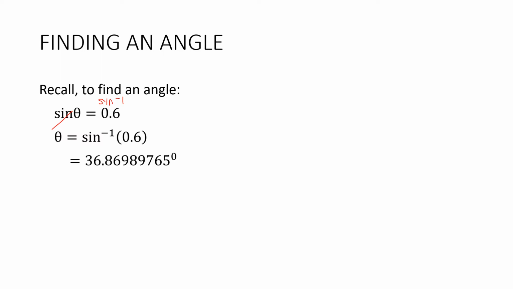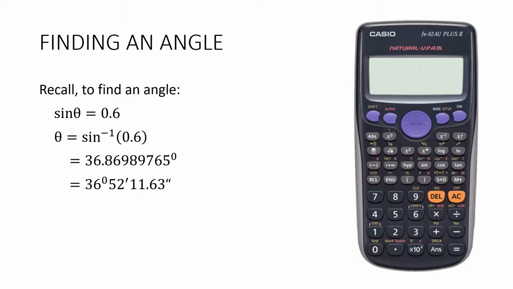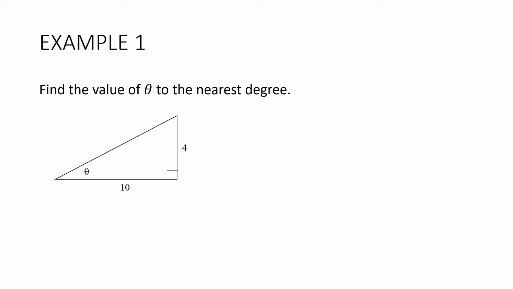Now there's the full readout. That's in degrees. We could be asked to do it to 1 decimal place, or we could be asked to do it to the nearest degree. Also in the first video, we learned how to use the calculator and the degrees, minutes, seconds button to change this readout into degrees, minutes, and seconds. And from there, we can write this angle to the nearest minute. Okay, let's have a look at an example.